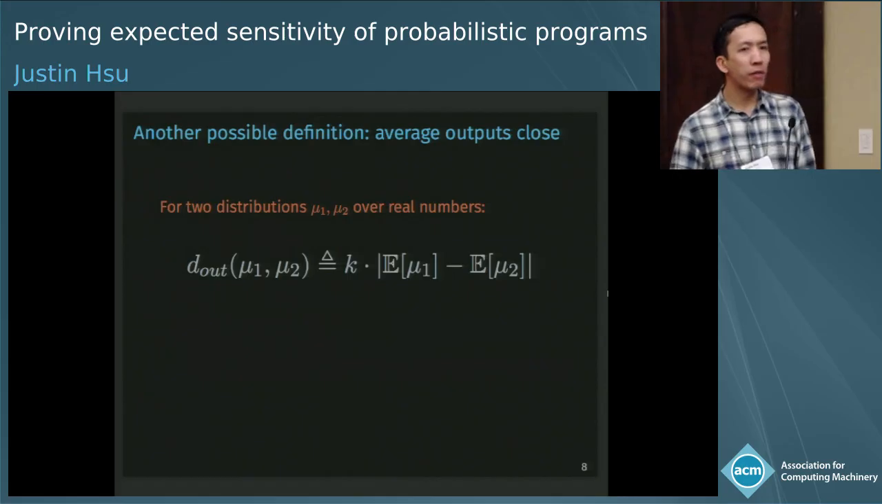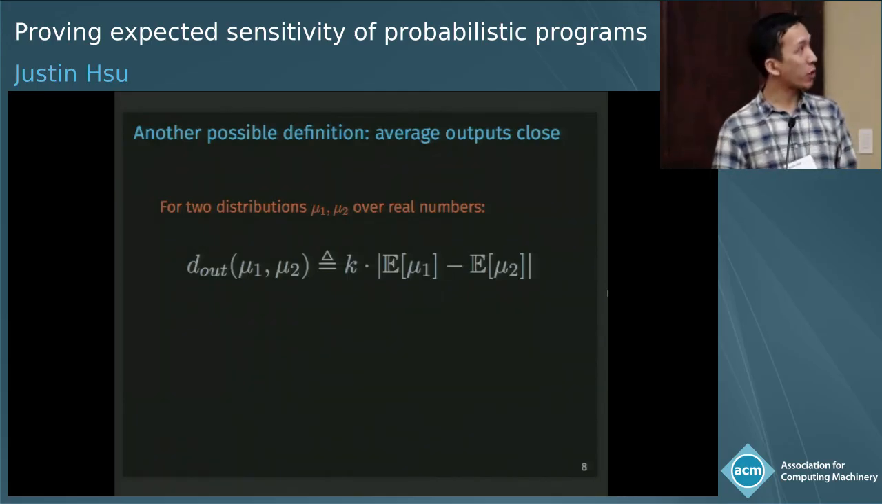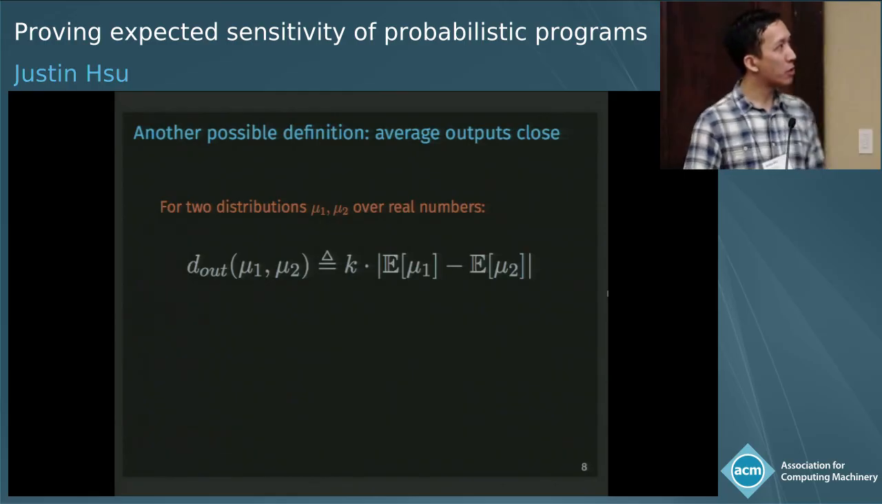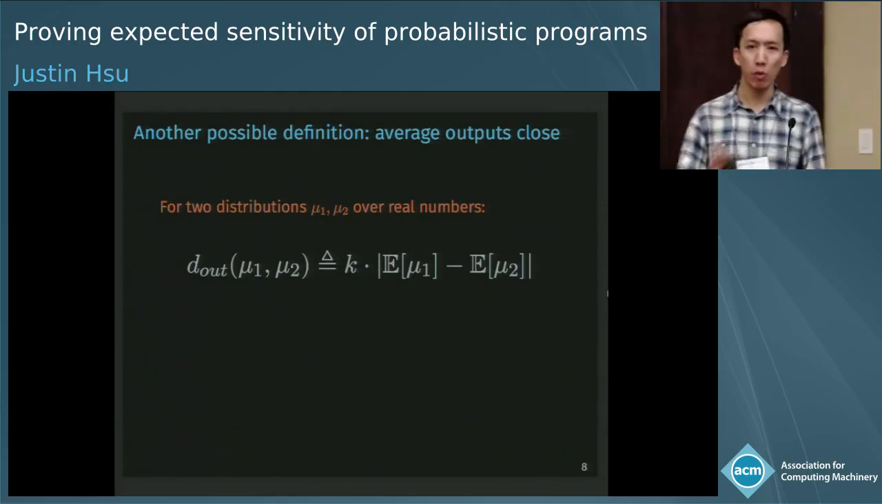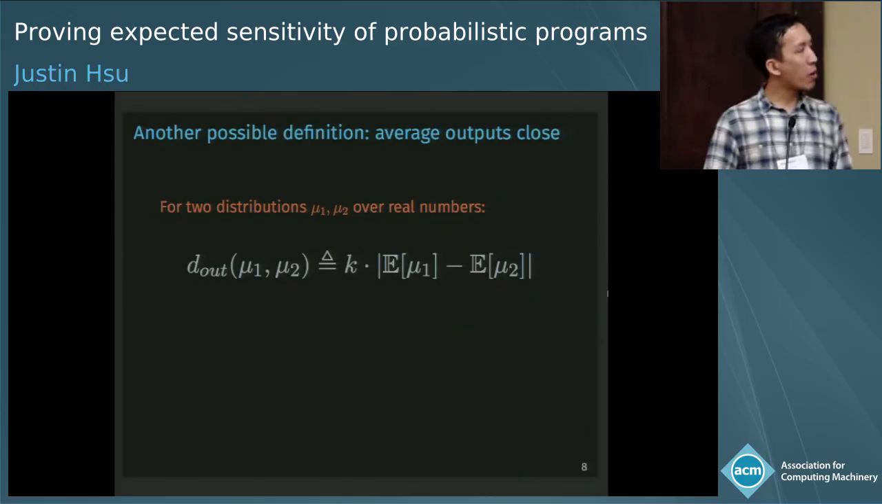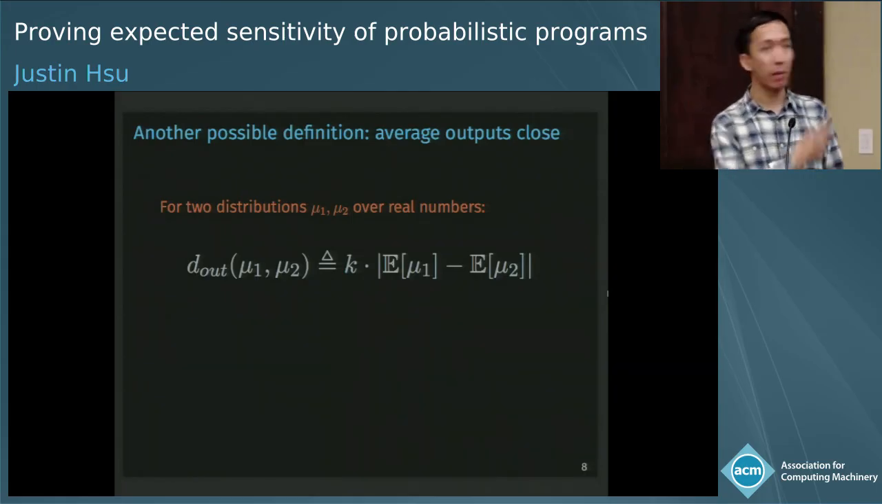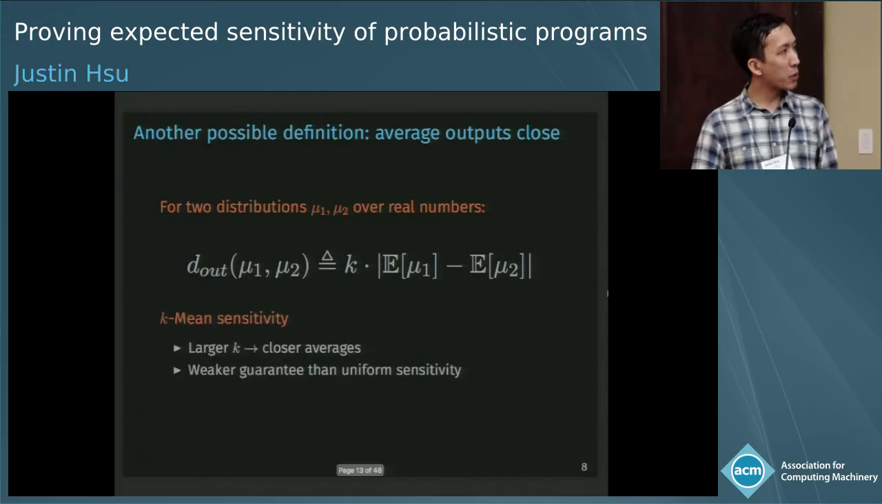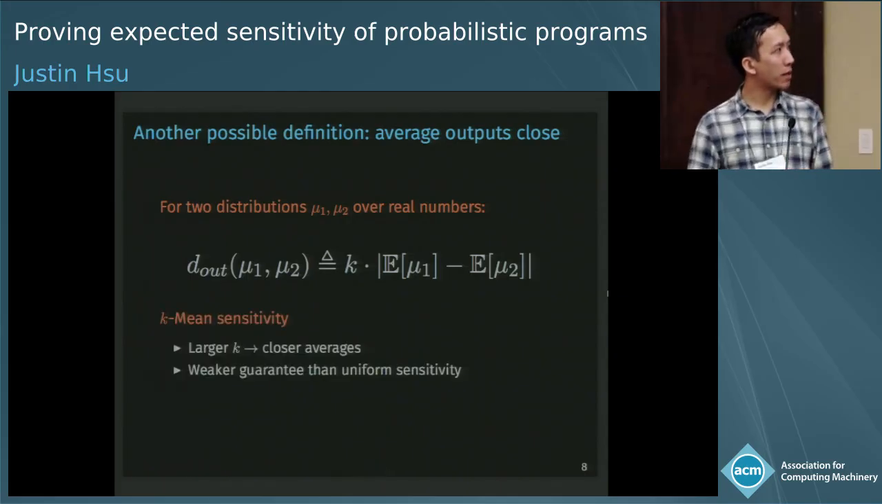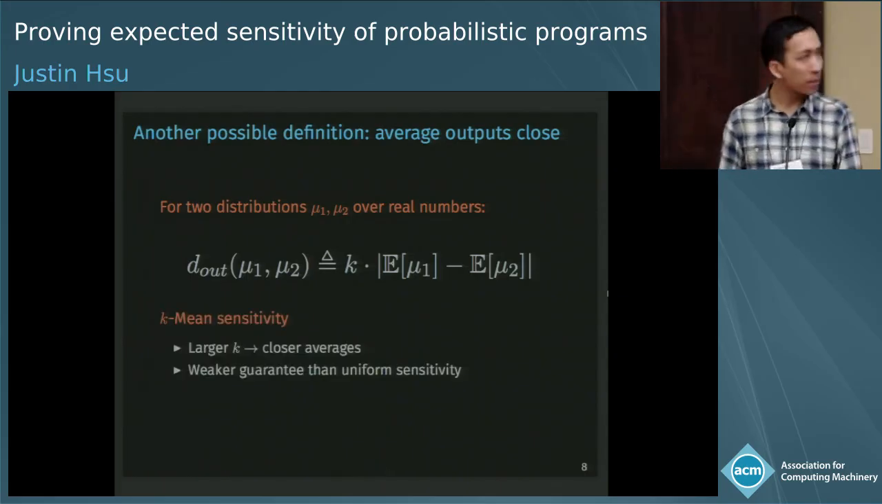A different possible definition of sensitivity is what I'll call mean sensitivity. So here we're working with distributions. The outputs are real numbers or some numeric value. And we want to say that the distance between two of these distributions is going to be defined to be the distance between the average values of the distributions times some parameter k.